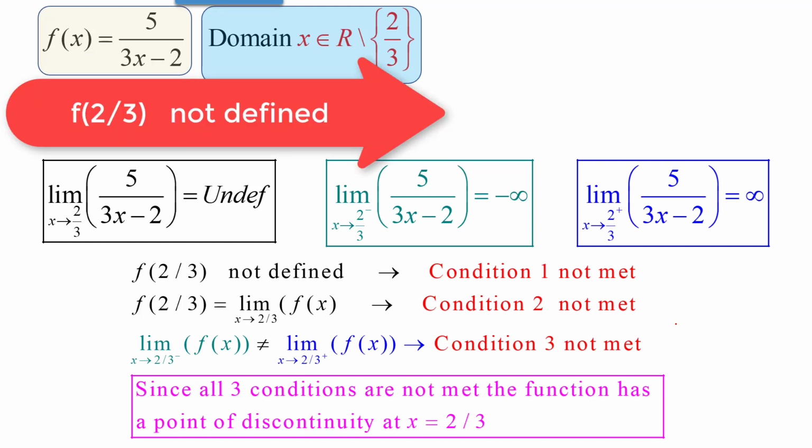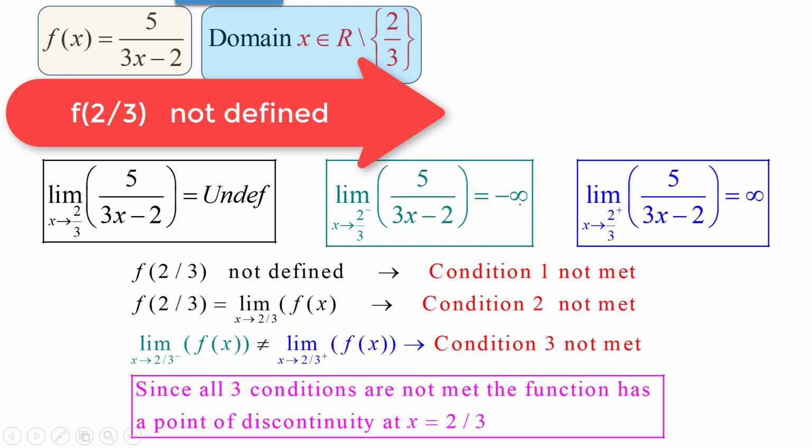Okay, let's look at this particular example. Now this is a hyperbola. So the first thing we observe is that the function value is not defined. So the domain is all real numbers except 2 over 3. So we know that the limit at 2 over 3 is not defined because it's an asymptote, because the two limits, the left hand limit and the right hand limit, are different.